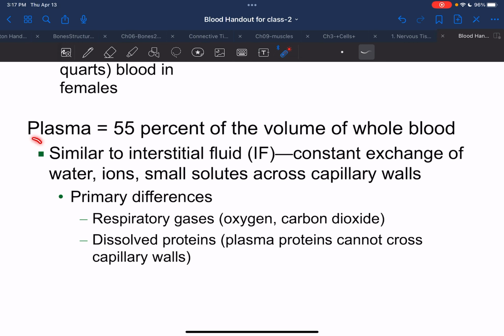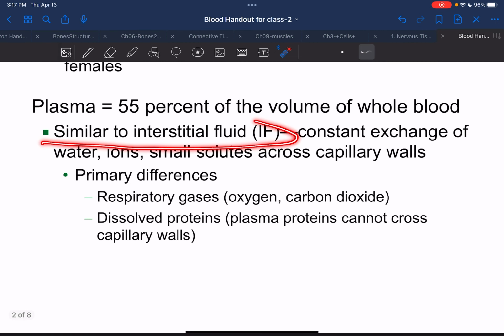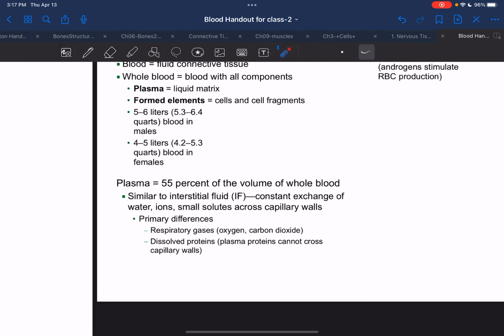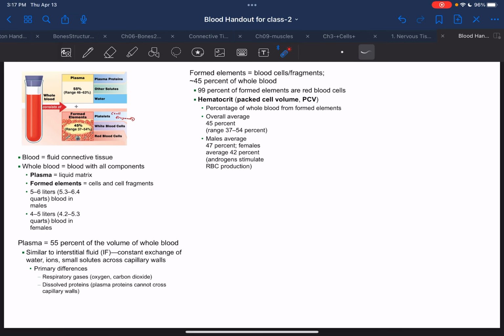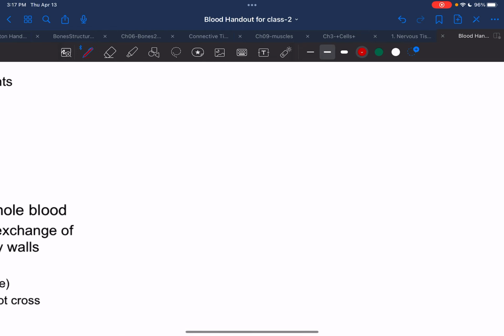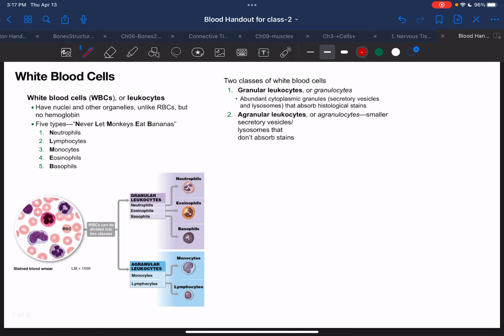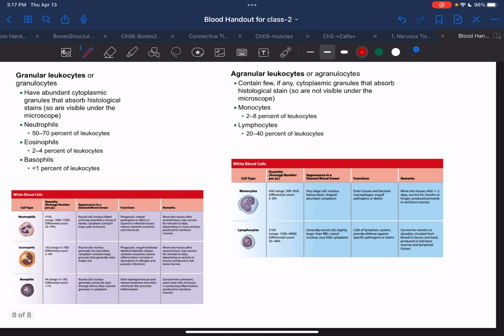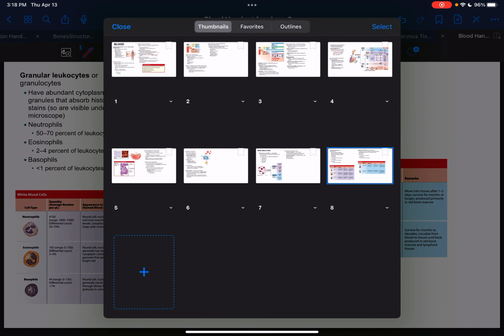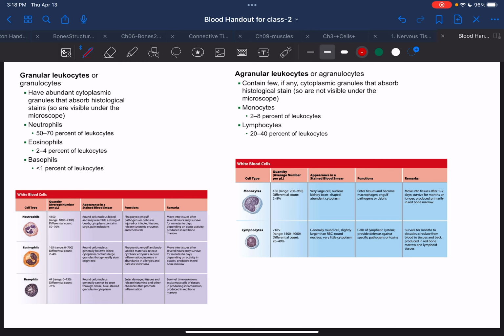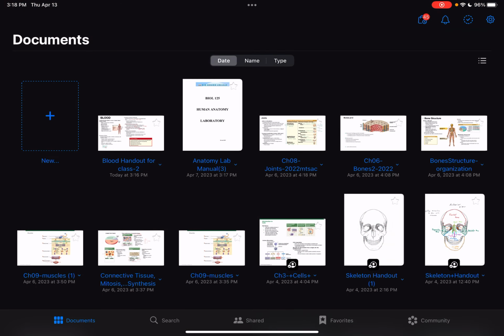And our plasma, again, being 55%, it's going to resemble interstitial fluid. Now, what is interstitial fluid? We've discussed the term, and I'm going to have to draw a little bit. So unless I have something ahead that I can use. No, I do not, but actually I have something older. Let's get it out. One second.